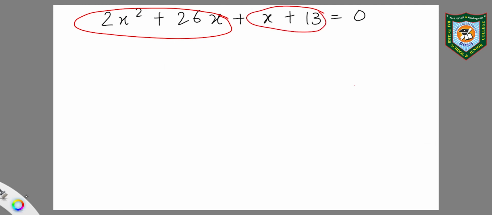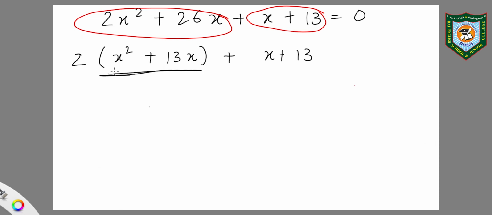Now what I can do here is I can see that 2 is common. So if I take 2 out as a common value, what is left in the bracket is x square plus 26. If I take 2 out of 26, it is left with 13 and there is x remaining, plus x plus 13 as it is. Now as we can observe, I have x square plus 13x on the left hand side here. This value is equal to 0, and I have x plus 13 here.